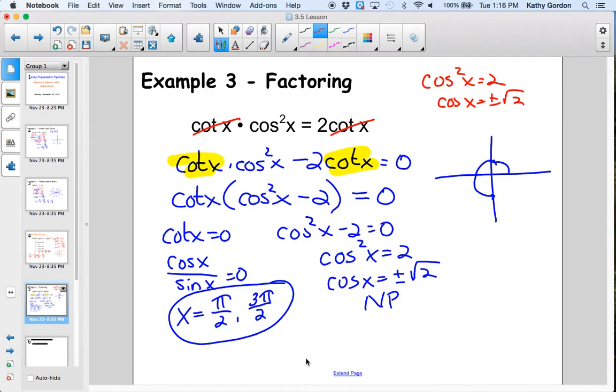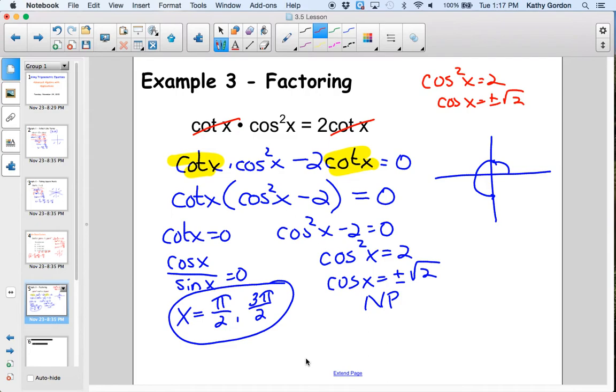So here's a perfect example of why we don't want to divide by anything that has a variable in it. Because if we do, we might lose possible answers. And that's exactly what would have happened if we had divided by that cotangent x. Okay?